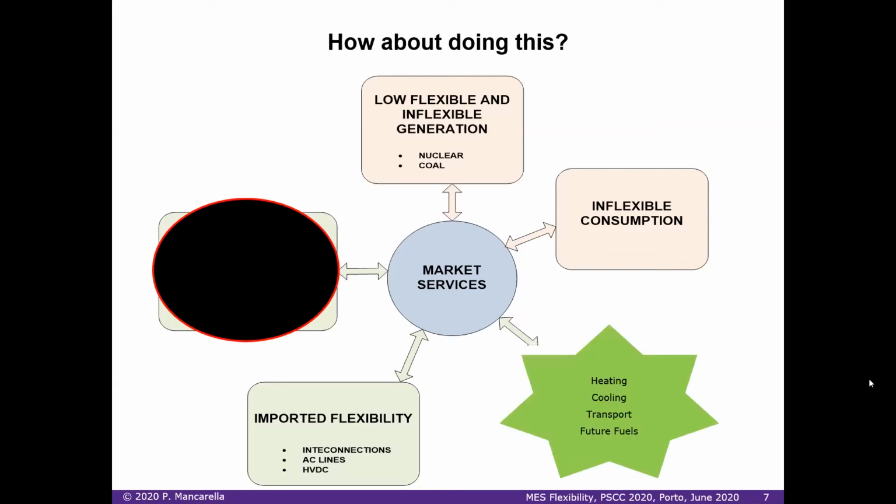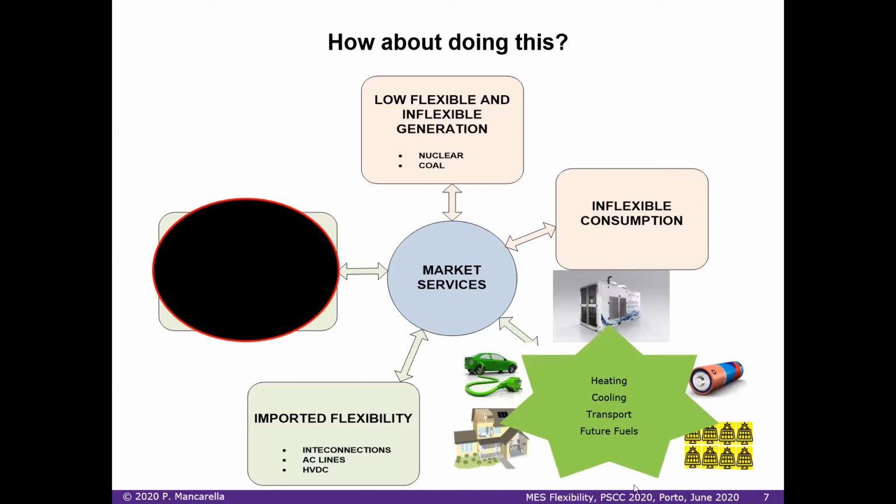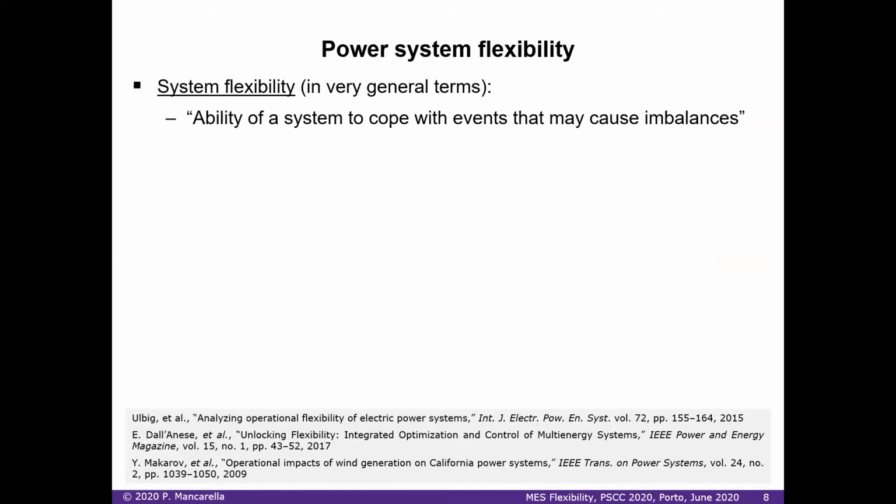For example, can we look into flexibility that will be coming from heating, cooling, transport, and future fuels like hydrogen, with the idea that when we do this, we will be able to access different sources of flexibility that may be much cheaper than batteries or other similar technologies, and at the same time allow us to decarbonize other energy sectors, as was introduced by Keith at the beginning. First, then, in this context, we try to understand how we link the general flexibility concepts and requirements to multi-energy flexibility.